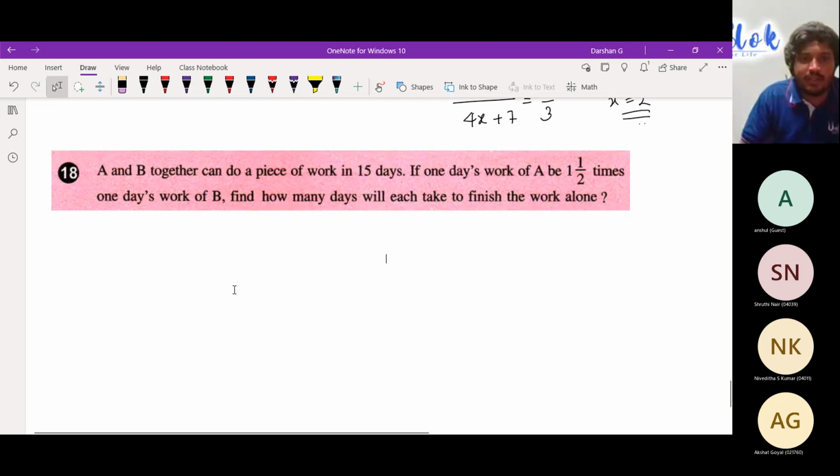Yeah, work-based question. A and B together can do a piece of work in 15 days if 1 day's work of A is 1.5 times the 1 day's work of B. How many days will each take to finish the work alone?